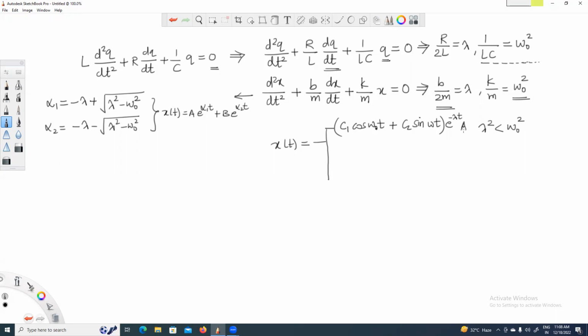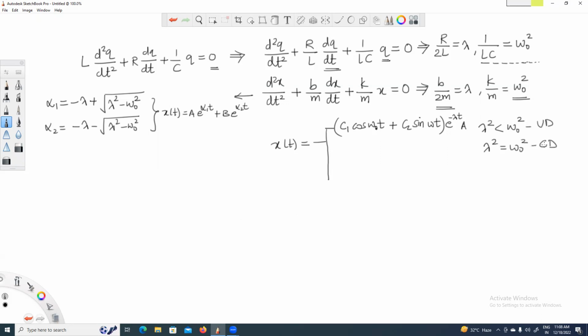There is no need to take this constant out because you have already taken these two constants. As this differential equation is second order in nature, you need two initial conditions to find these two constants, right? So let's not worry about the solving part of the differential equation again. If you have lambda square equal to omega naught square, that is the critically damped oscillation.